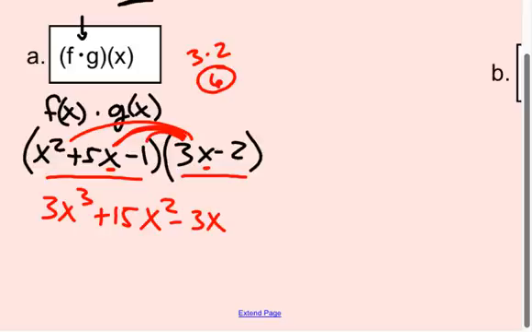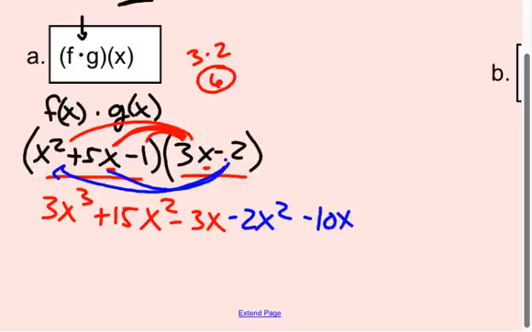Now, multiplying everything by negative 2, I'll do that in blue. Negative 2 times x squared is minus 2x squared. Negative 2 times 5x is minus 10x. And negative 2 times negative 1 is positive 2. And you have 6 terms here. You can see 3 in red and 3 in blue. It's a matter of combining like terms.